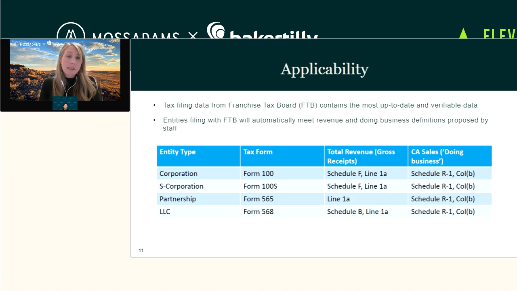But in the meantime, guidance from CARB was that they view entities that are currently filing with the FTB as automatically meeting the revenue and doing business definitions being proposed by CARB staff. They included this table in their workshop slides, showing, for the different types of entities, the tax forms that would be filed and where you could look on those forms to see the gross receipts and the California sales that they would use for determining whether you are in scope for these two reporting regulations.